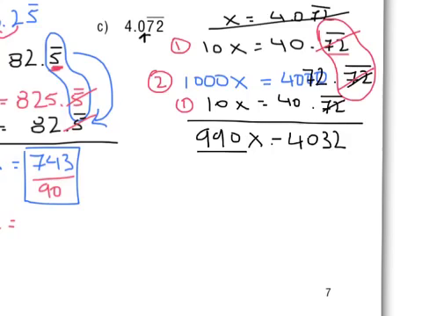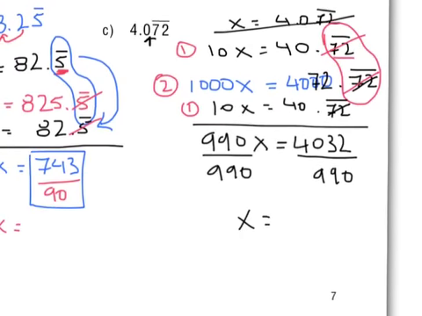Last step, divide both sides by 990 to get x by itself. And let me see if I can simplify this. 4032 divided by 990 simplifies to 224 divided by 55.